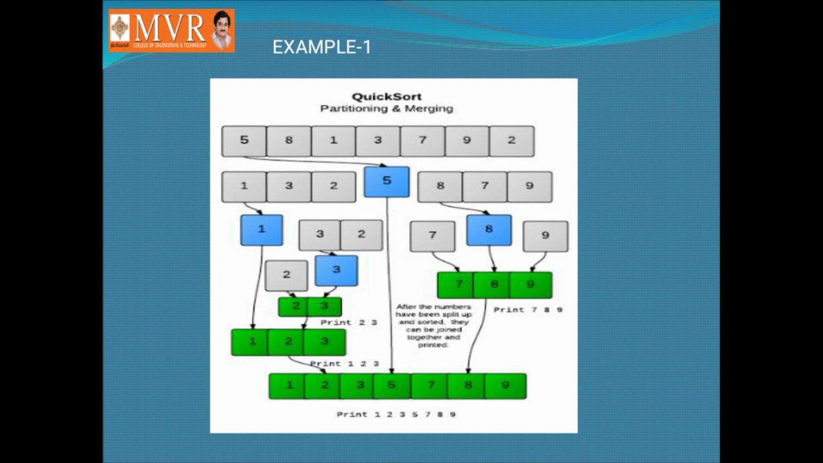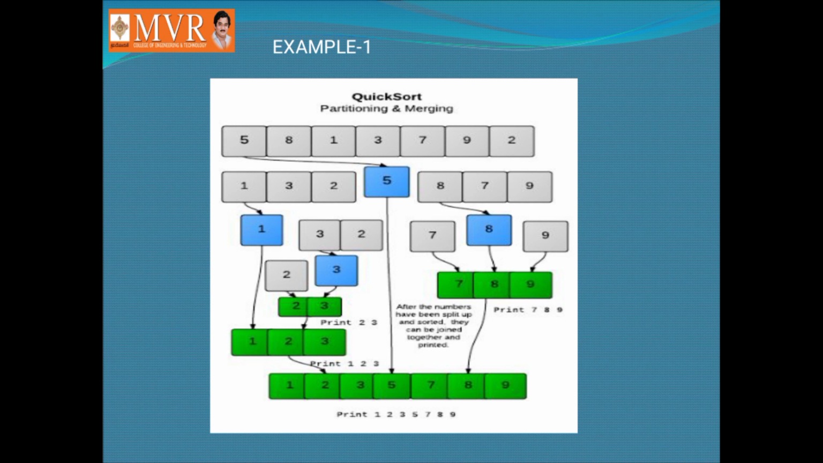Left sublist is nothing but the elements on the left side of the pivot element. Now consider the left sublist, that is, 1, 3, 2 are in the left sublist and 8, 7, 9 are in the right sublist. Again consider a pivot element in the left sublist. Now 5 is not our pivot element in this list. That is, we are considering the left sublist only, that is part of the problem only. Here you consider one more pivot element, say it as Q.